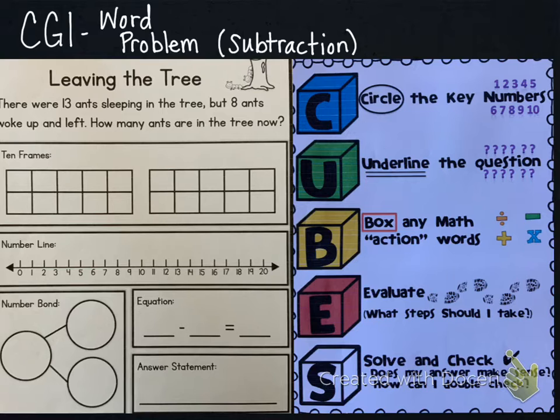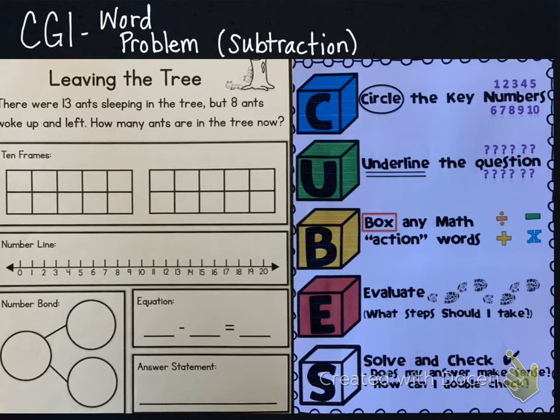C-U-B-E-S, that is written vertically to the right. That's going to help us use all of our different tools, or remind us of the tools we need to use in our word problem. We have C for circle the numbers, U for underline the questions, B for box in the action words. Those are the words that are going to tell us to add or subtract. E is evaluate. Those are the steps you should take to solve it.